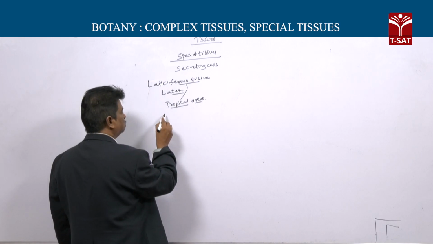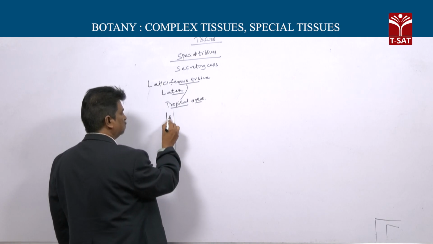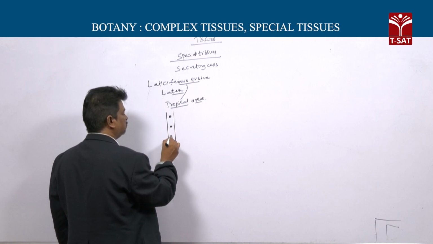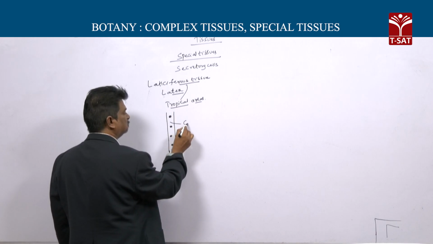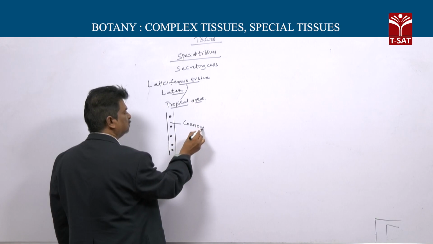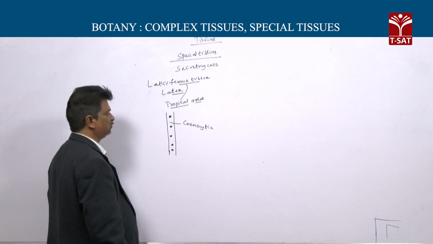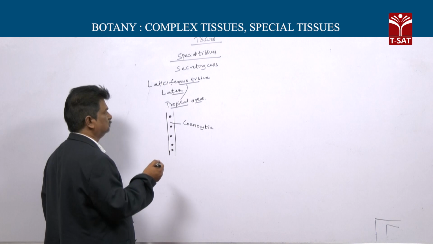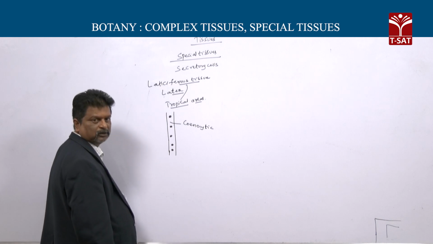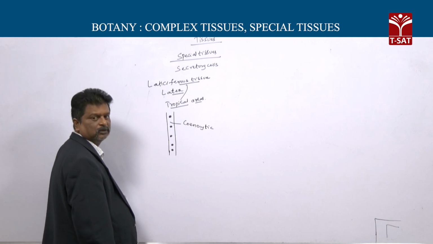And these latissiferous tissues are generally multinucleated. And this multinucleated condition in plants is called cenocytic. And this latissiferous tissue is usually associated with complex tissue, that is phloem.